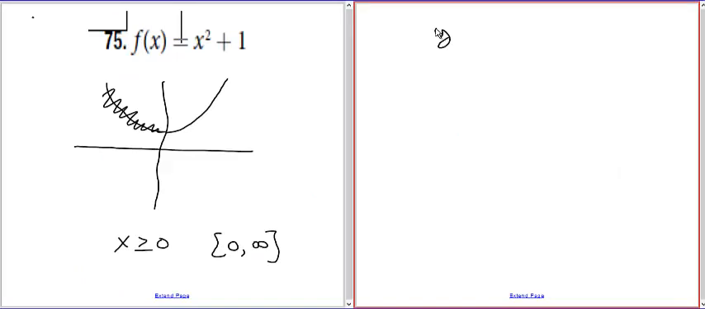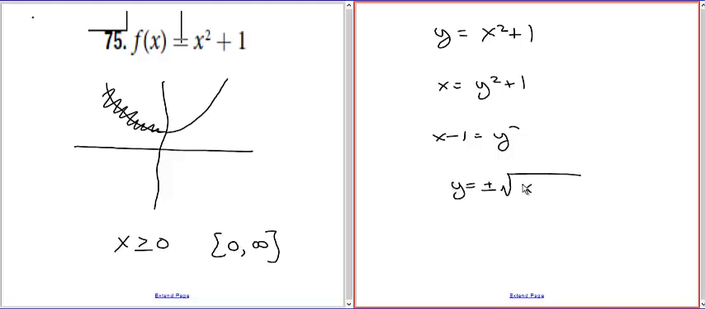So we take the original function, replace f of x with y. Then we switch. X is equal to y squared plus 1. So y equals x squared plus 1. Subtract 1 from both sides. Take the square root. So we get y is equal to plus or minus the square root of x minus 1. So that's the inverse function.